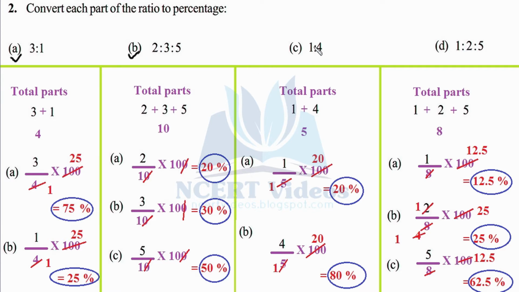Now here we have only 2 parts, but the total is 4 plus 1, which is 5. The first ratio is 1. So 1 part out of 5 into 100. 5 ones are 5, 5 twenties are 100. So it is 20%. Now we have 4 parts. 4 upon 5 into 100, because we have 4 parts out of a total of 5. 5 ones are 5, 5 sixteens are 80.